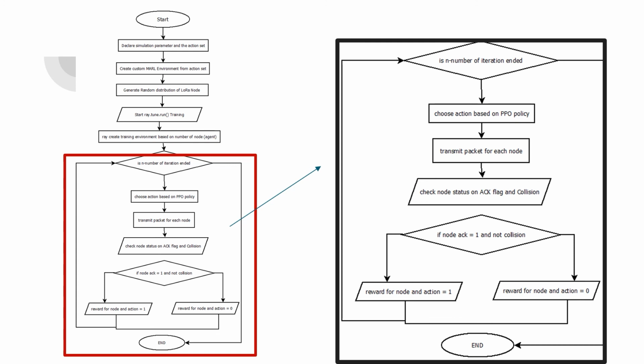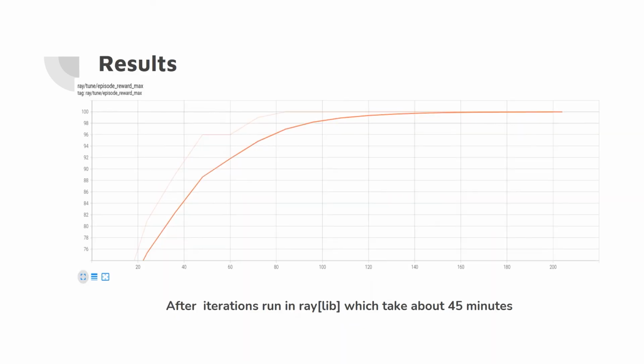So, if the node ACK is equal to 1 and there is no collision, the reward will be equal to 1, and otherwise, the reward will be equal to 0. If the whole episode is done, then it will run the second iteration until it runs to the final iteration, which in my case will be 20. And this is my result.